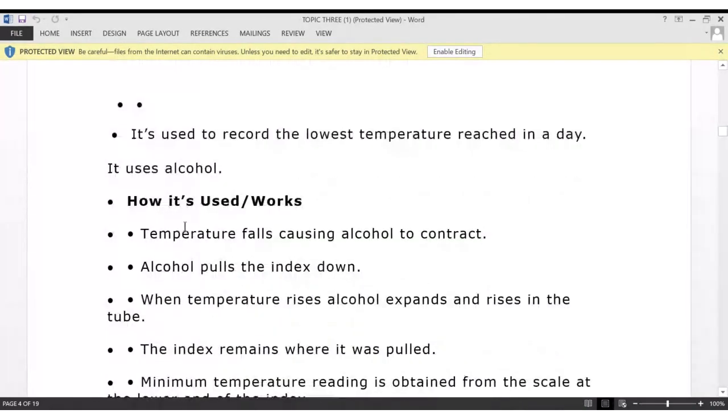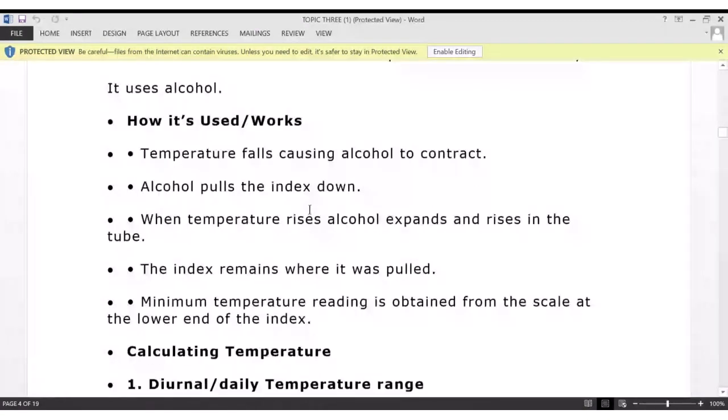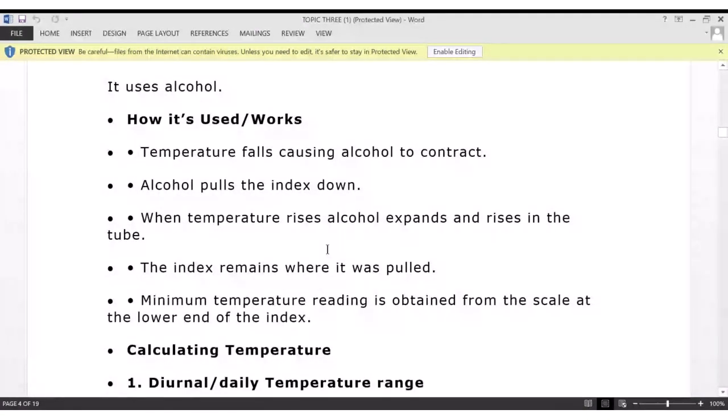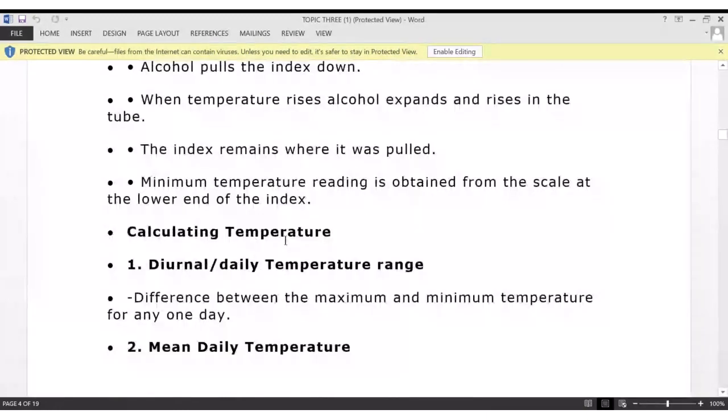It uses alcohol. How it works is like this: temperature falls, causing alcohol to contract. Alcohol pulls the index down. When the temperature rises, alcohol expands and rises in the tube. The index remains where it is pulled. The minimum temperature reading is obtained from the scale at the lower end of the index.